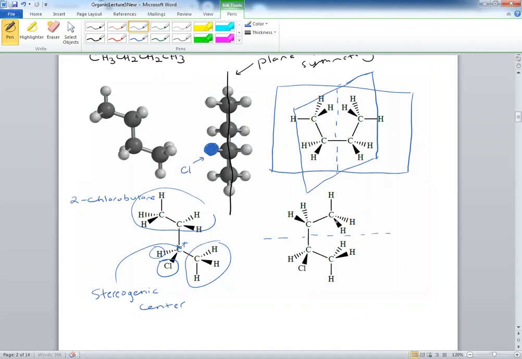There's no plane of symmetry. If you see it, I cannot see it. There's no plane of symmetry. This side does not match the other side. Or if you do it this way, there's no plane of symmetry. And now this becomes a chiral molecule. And of course, this one would be achiral.